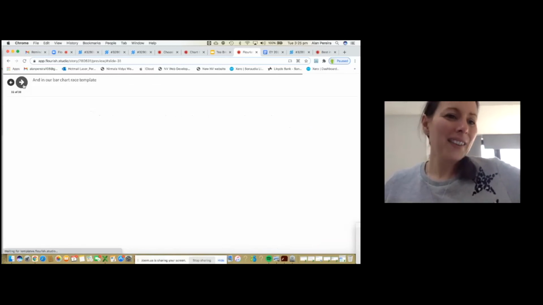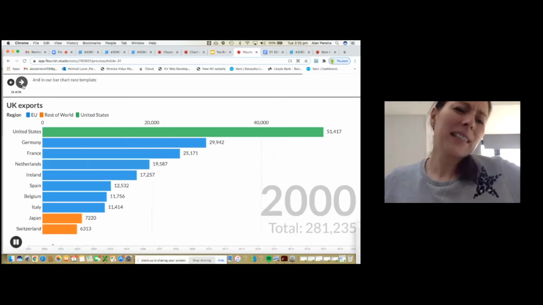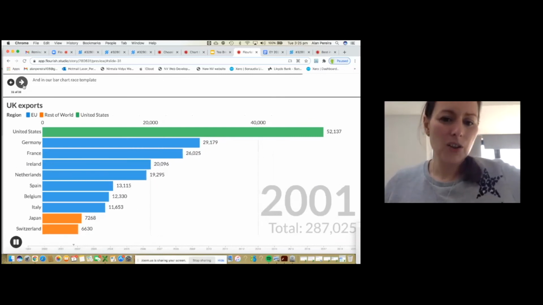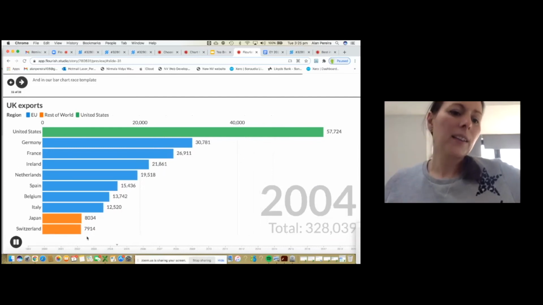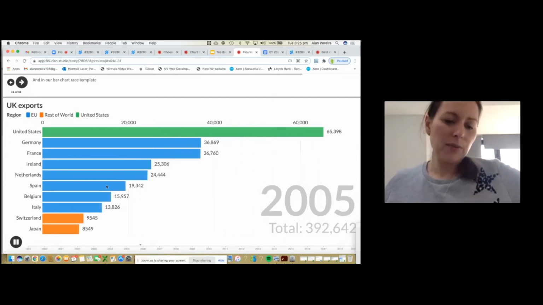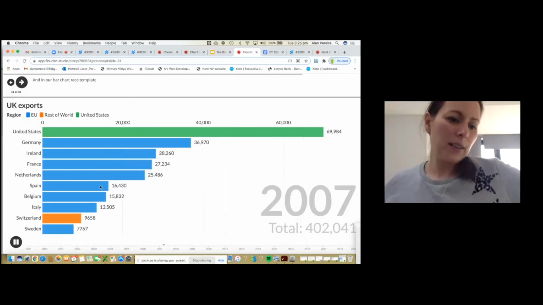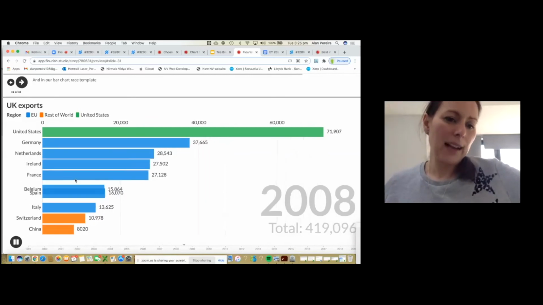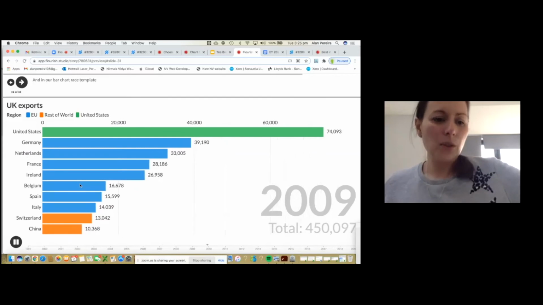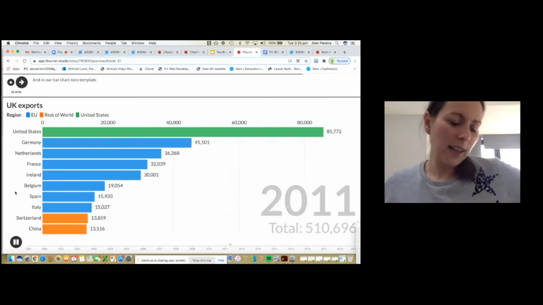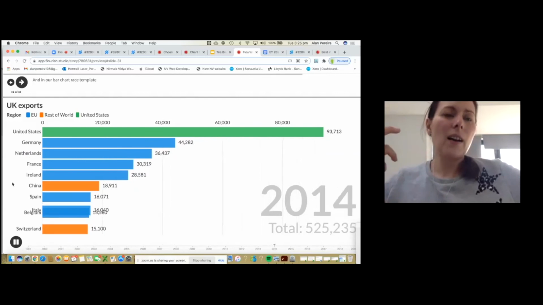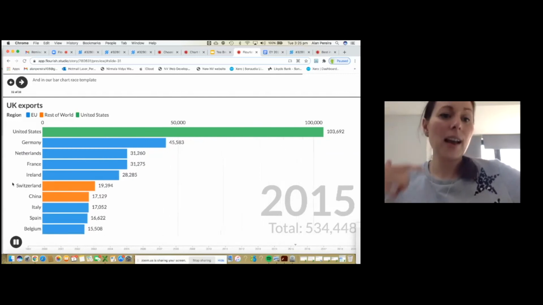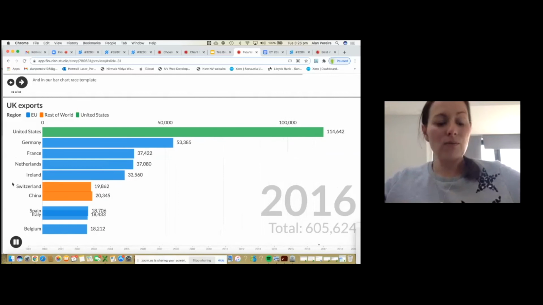And another nice template that we have is the racing bar chart, which is very similar to the line chart. Again, playing rank of countries through time and seeing how the different countries rank for UK trade. Again, this is just another option with a lot more movement and animation to help people see how rank changes.